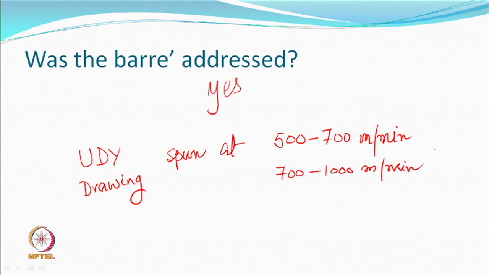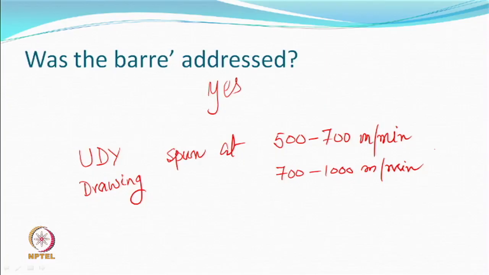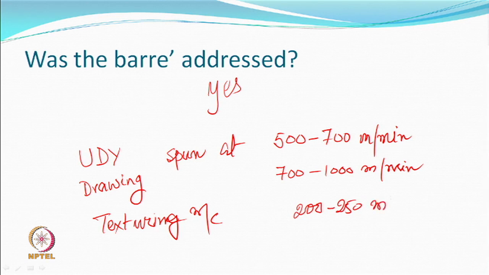There is no problem there, because these are two discontinuous processes. Spinning is happening somewhere else, drawing is happening somewhere else. A large doff is created, the doff goes to the drawing machine, the drawing machine does the drawing, produces the cops, and the cops are supplied to texturizing. The texturing machines were running at 200 to 250 meters per minute or even less.